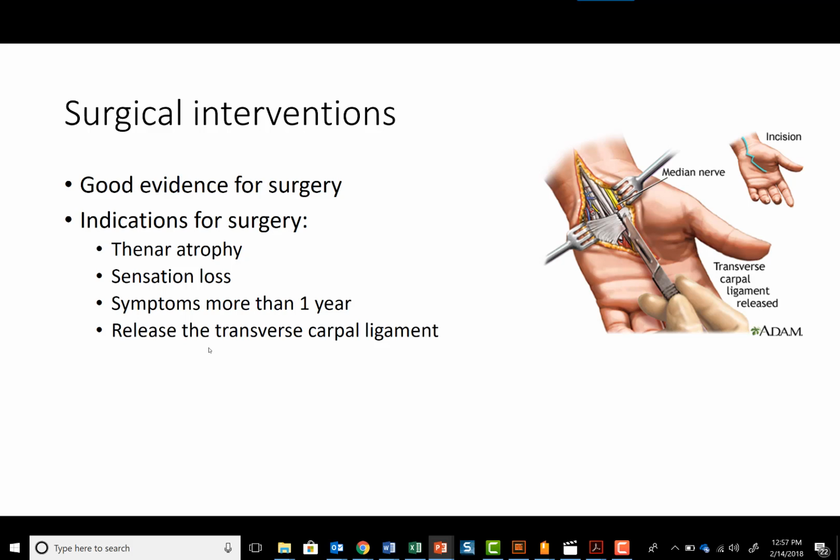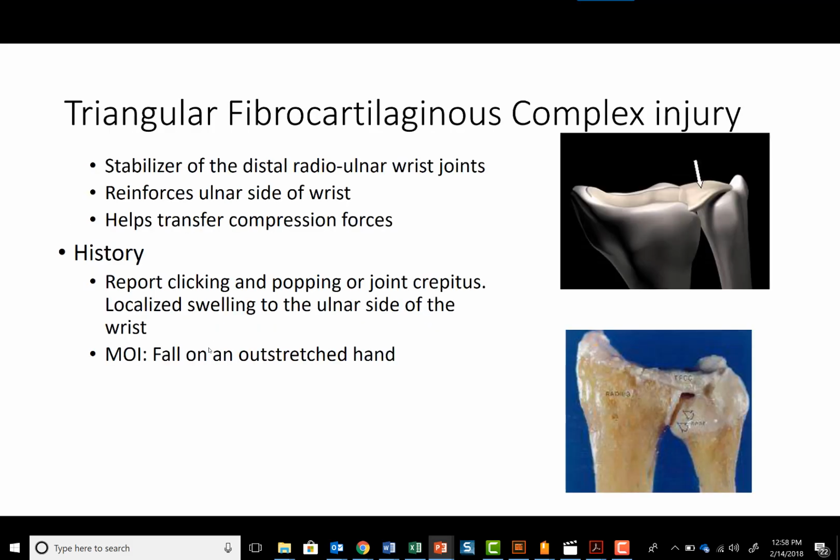So surgical interventions, typically it's fairly non-invasive. Really all they do is they open up the wrist, they snip the ligament, release it, and let them go back. So they just have a little bit of an incision there. Typically, indications for surgery, you're going to have some atrophy, so it's been chronic long-term sensation loss, symptoms a long time. People that get surgery tend to do fairly well. So that's usually been what people have done. However, we may not need to be jumping to surgery on some of these if people can be patient and work with it.